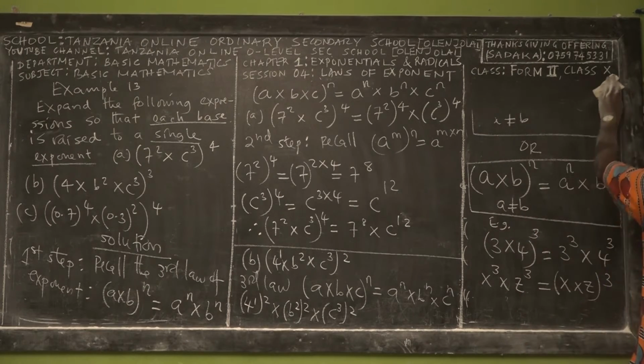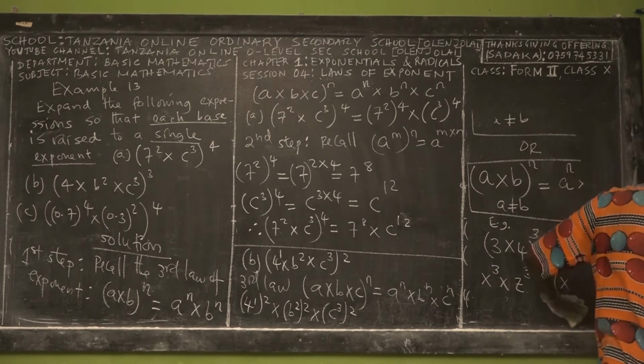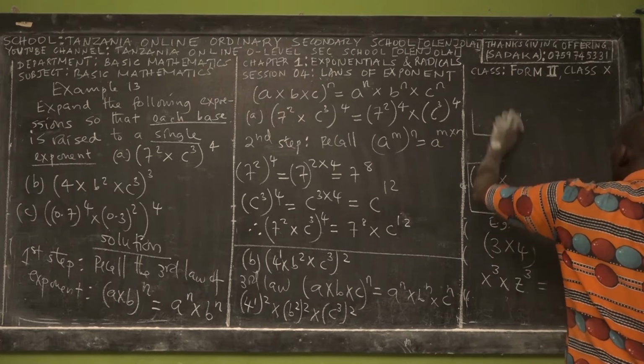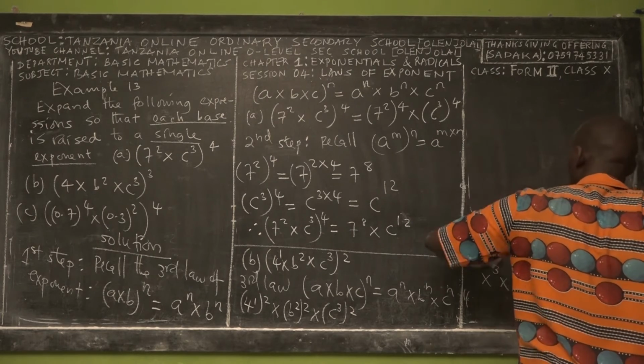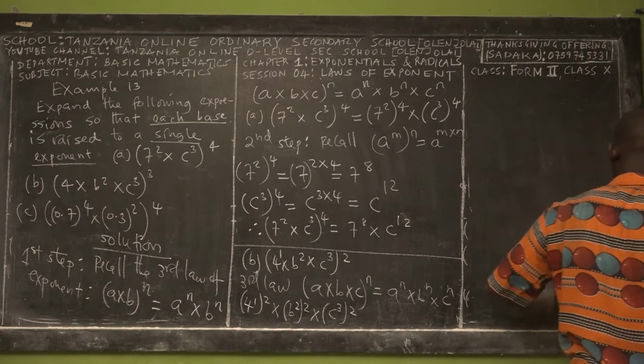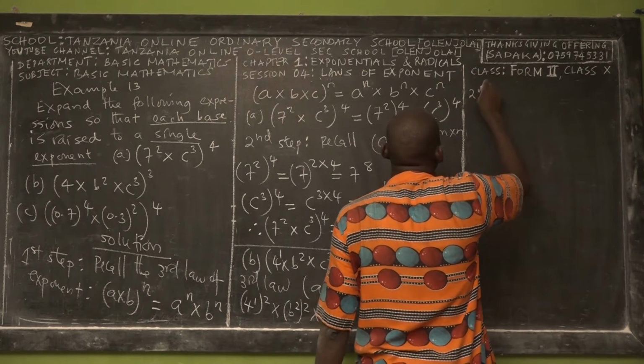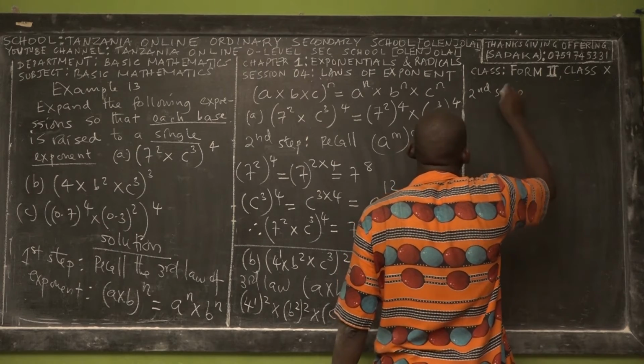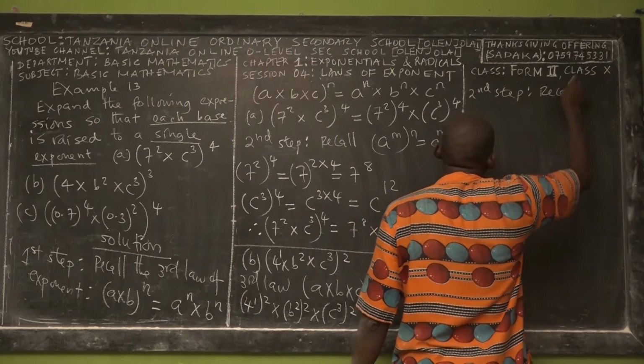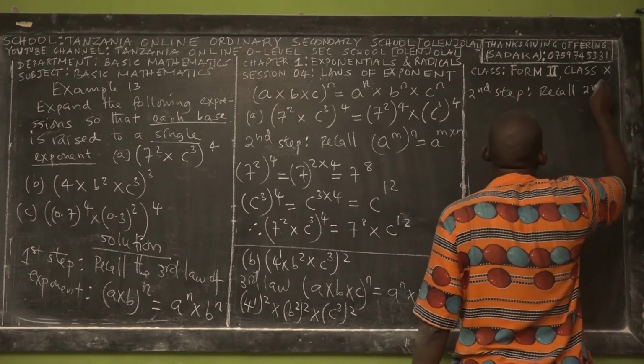To simplify it, which law do we need? Second law. Why do we need the second law? Because we have the same base, but we have to multiply the exponents, right? Yes. So the second step, we have to recall the second law.